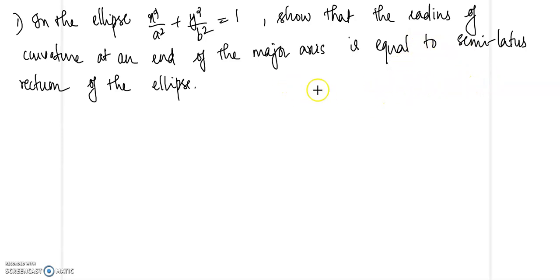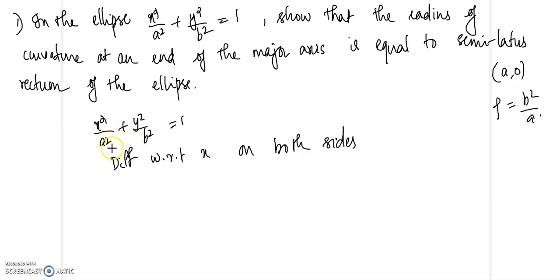So here we'll take the end of the major axis. The coordinates will be (a, 0) and (-a, 0). We will find the radius of curvature at those points, and we have to show that it is equal to the semi latus rectum, which will be equal to b square by a. So we will take one end of the major axis, the point (a, 0), and show that rho is equal to b square by a.